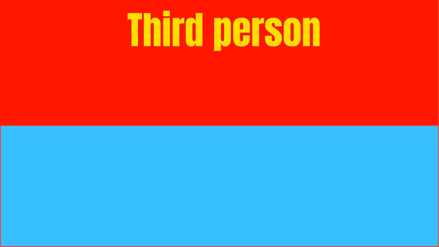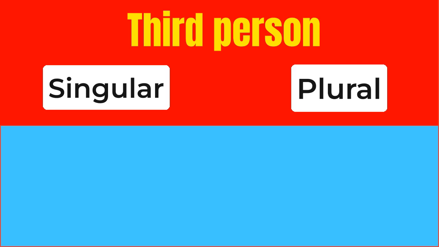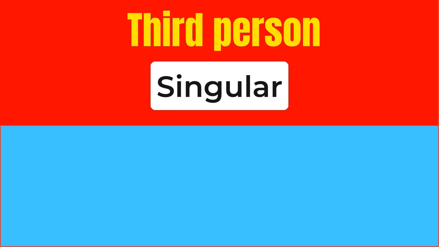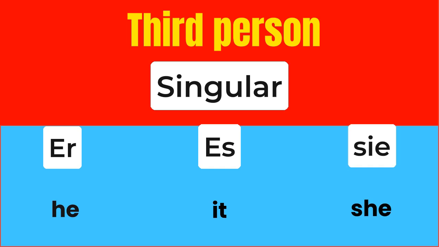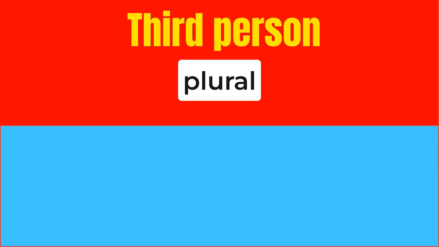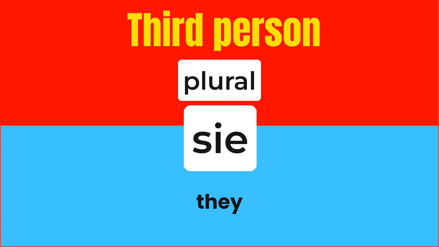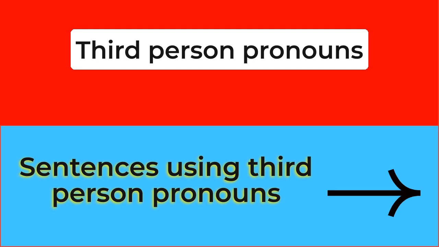Let's move to the personal pronouns for the third person. It also can be in singular or in plural. Singular third person pronouns: er, es, sie. Plural third person pronouns: sie. It is the pronoun used for both masculine and feminine plural pronouns and formal singular pronoun, addressing someone respectfully. It is also used for objects or mixed gender groups. Here are some sentences using third person pronouns in German.